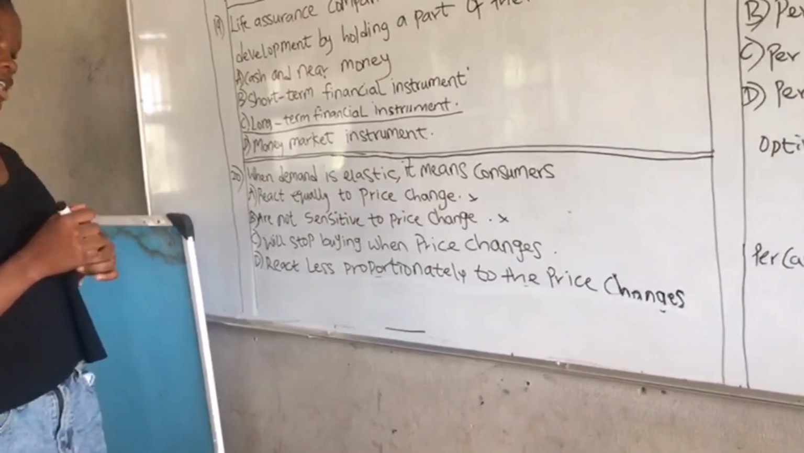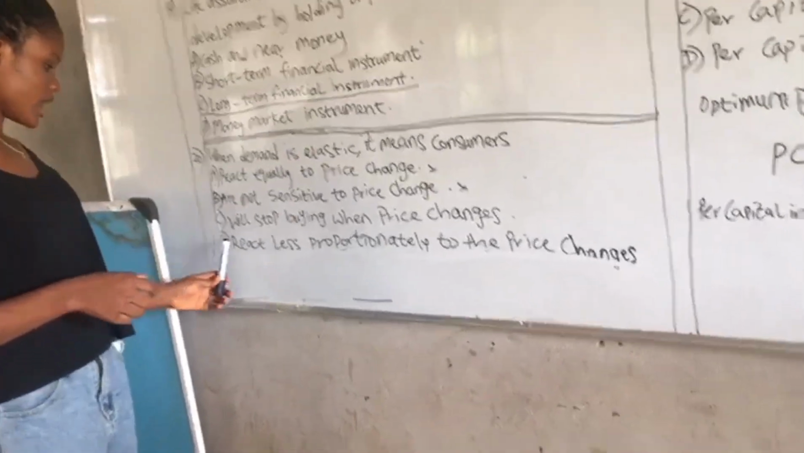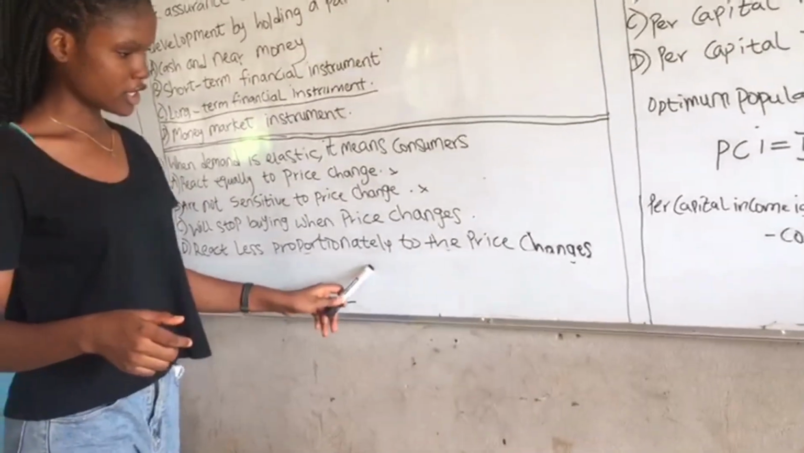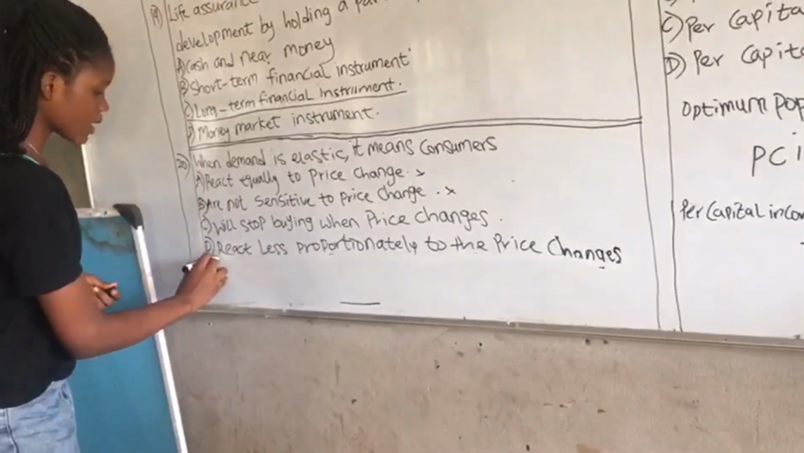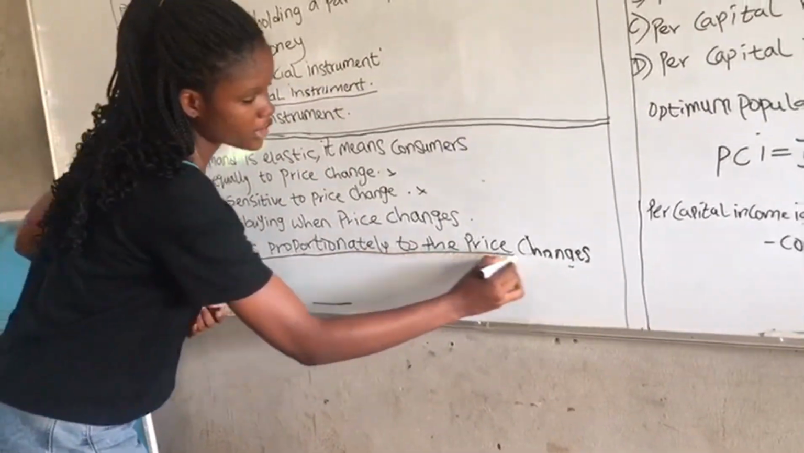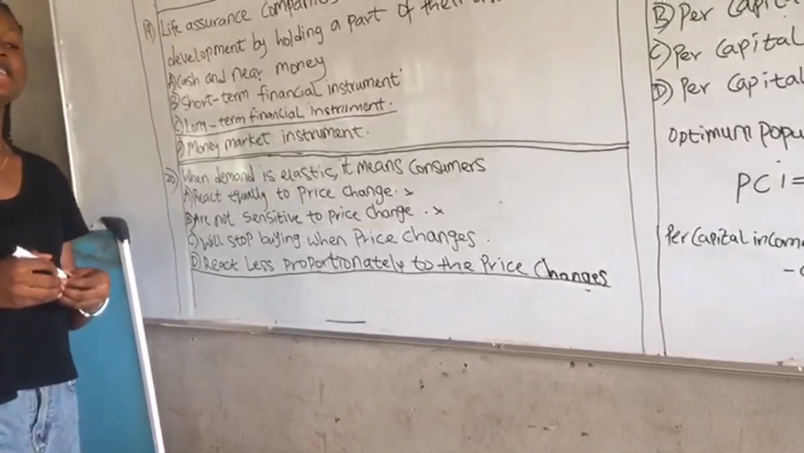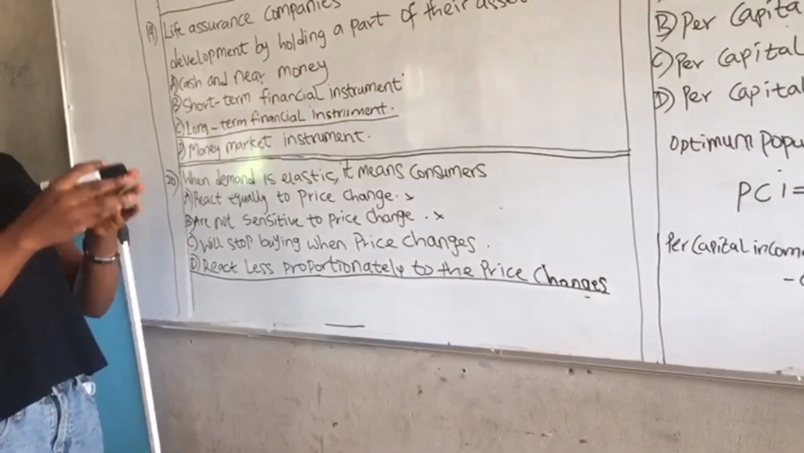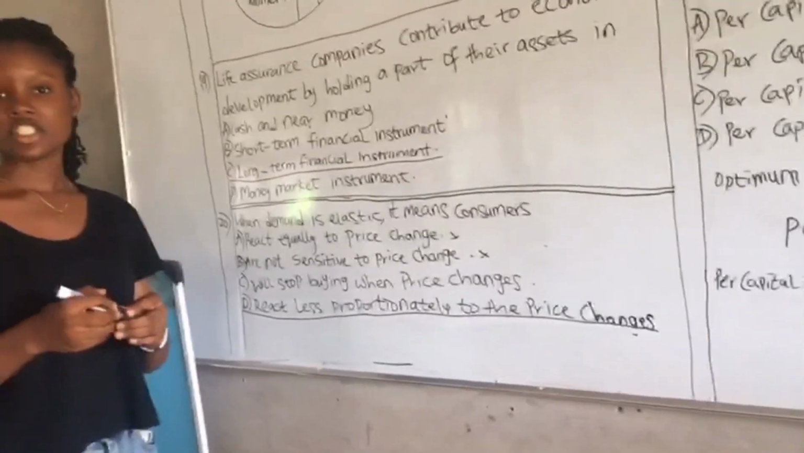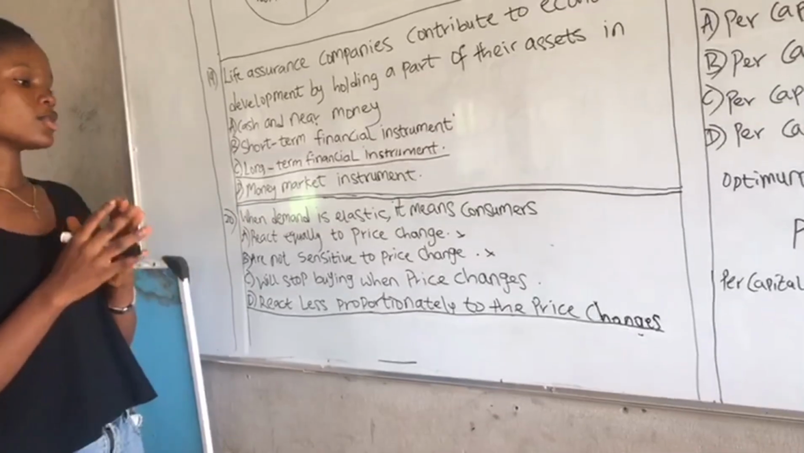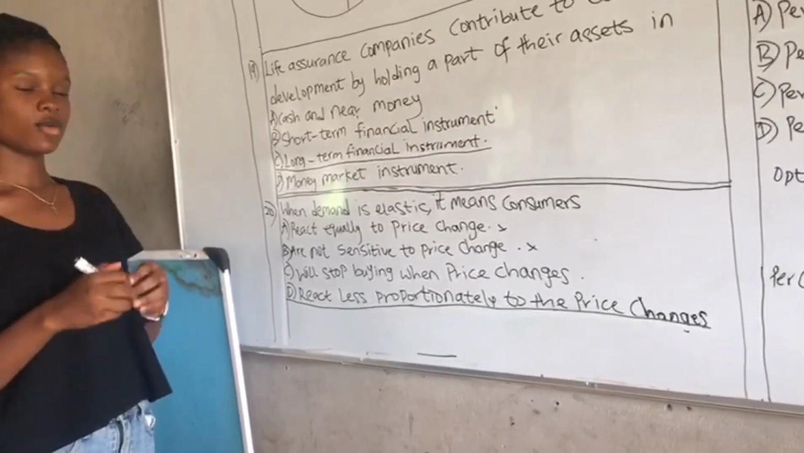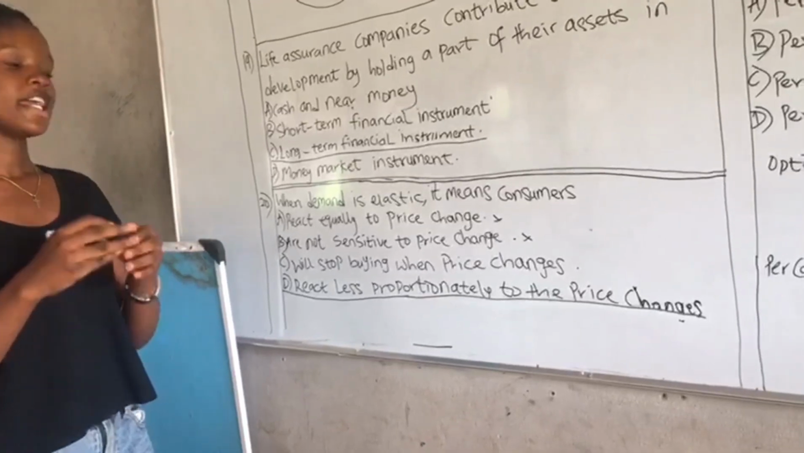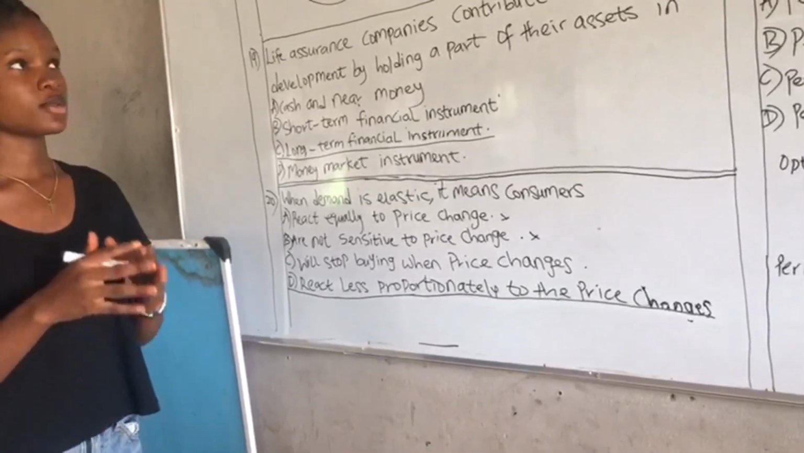So looking at it, our answer is react less proportionately to the changes. So consumers react less proportionately to the changes when the demand is elastic, meaning that when the price changes small, they will stop buying the goods. There will be a relatively large change in the quantity of goods and services bought.